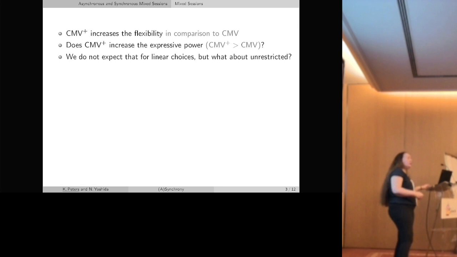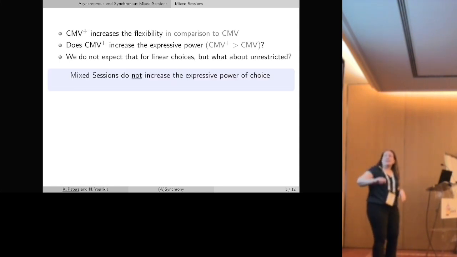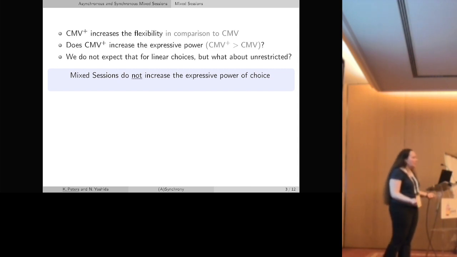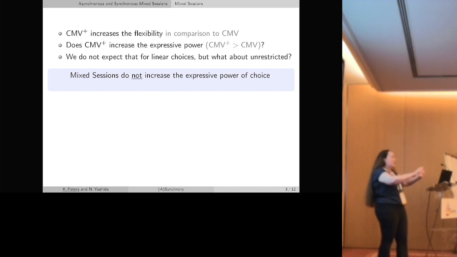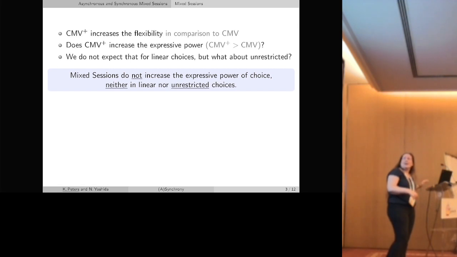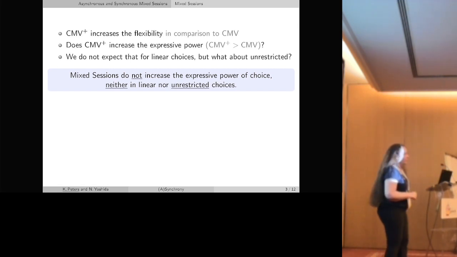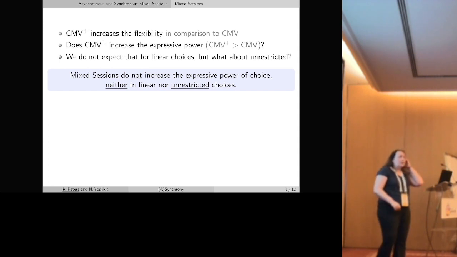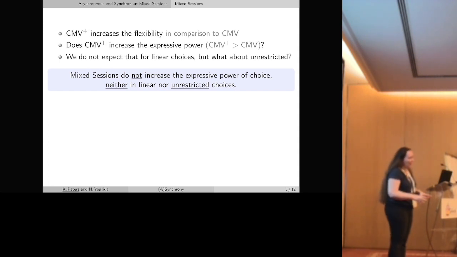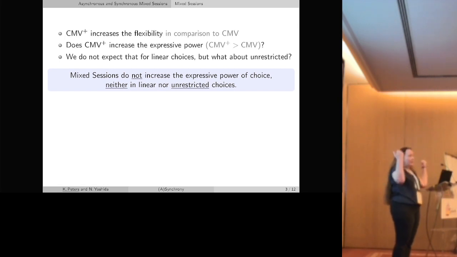It turns out, unfortunately, that the answer is that the mixed sessions do not increase the expressive power. They increase the flexibility quite a lot, and they're really nice, but in pure expressiveness they do not add anything, neither in the linear nor in the unrestricted case. So what we are doing now is we look at that and try to explain why this is so, to see what else we could maybe do to indeed get something for the expressive power of synchronous communication, right? So that's the idea.